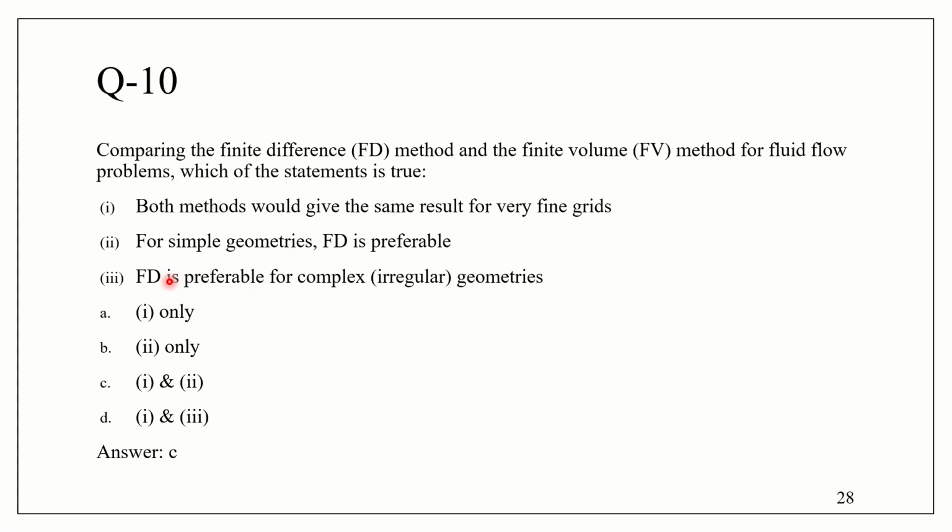So we'll see what is the issue with these three statements. The first statement, both methods would give the same result, is true for very fine grids. Otherwise, there would be a difference. Since CFD is about information passing from one grid to another, if the grid size is very fine, the results would be the same. Otherwise, it depends on the method and on the accuracy and order of the equations. But for very fine grids, both methods would give the same results.